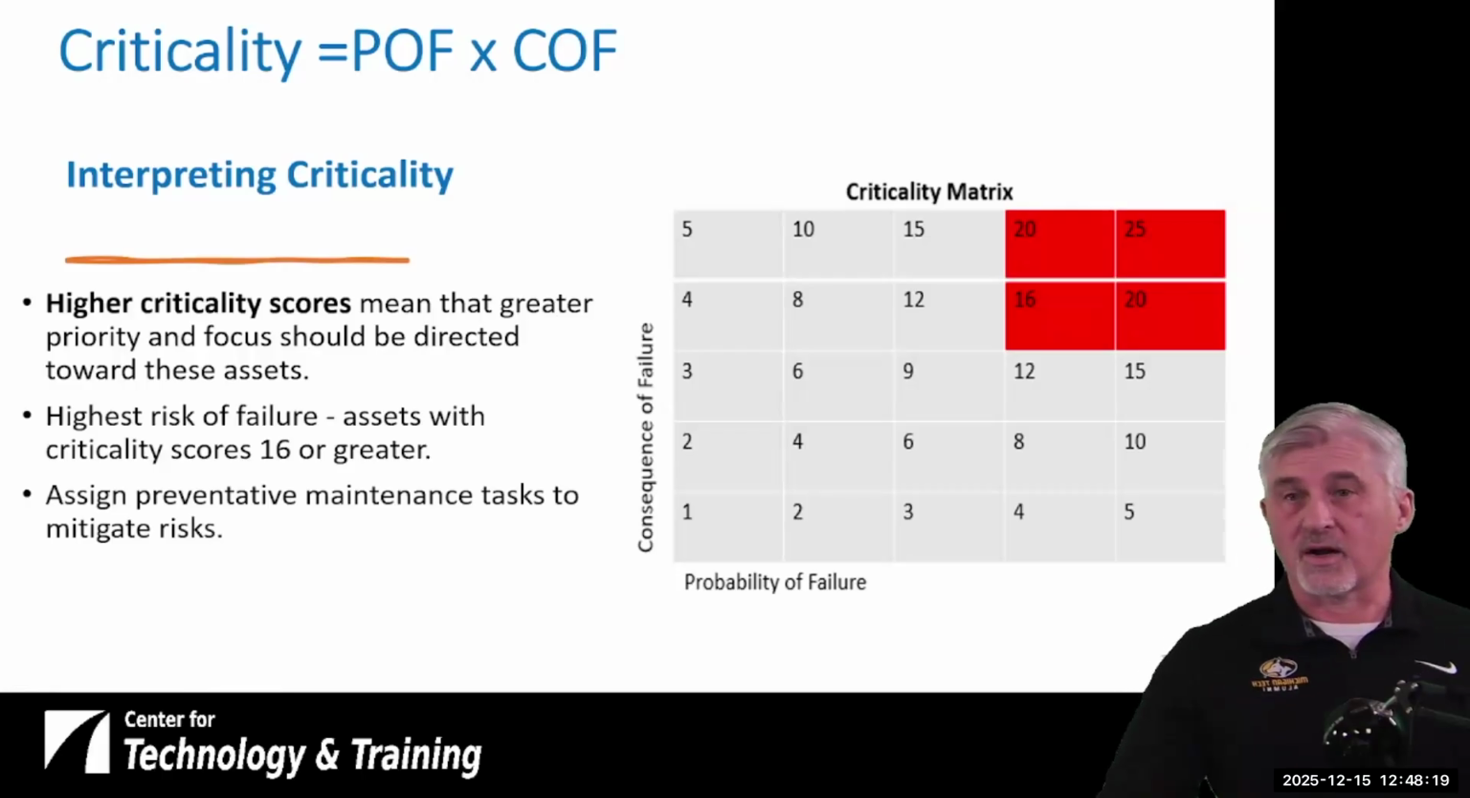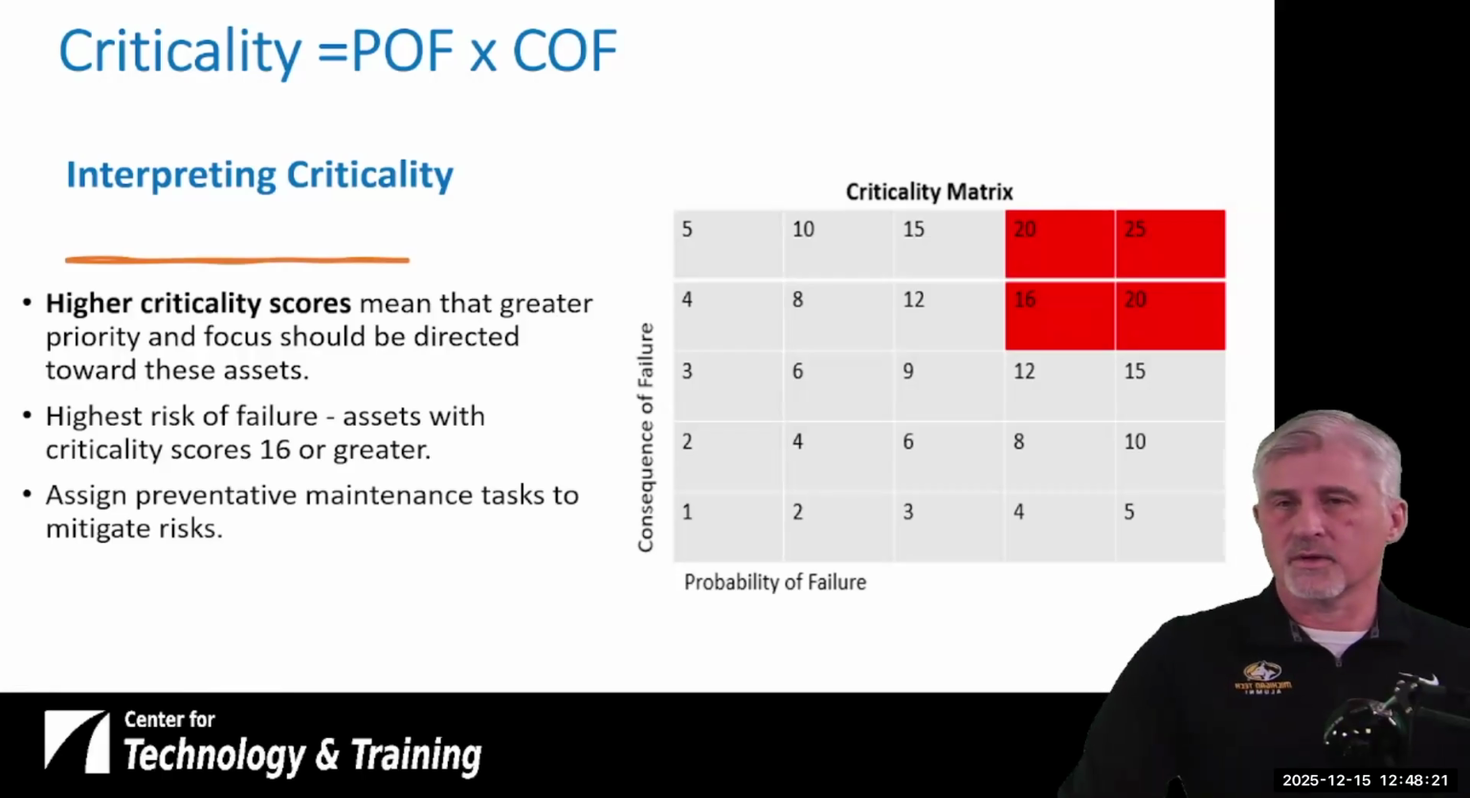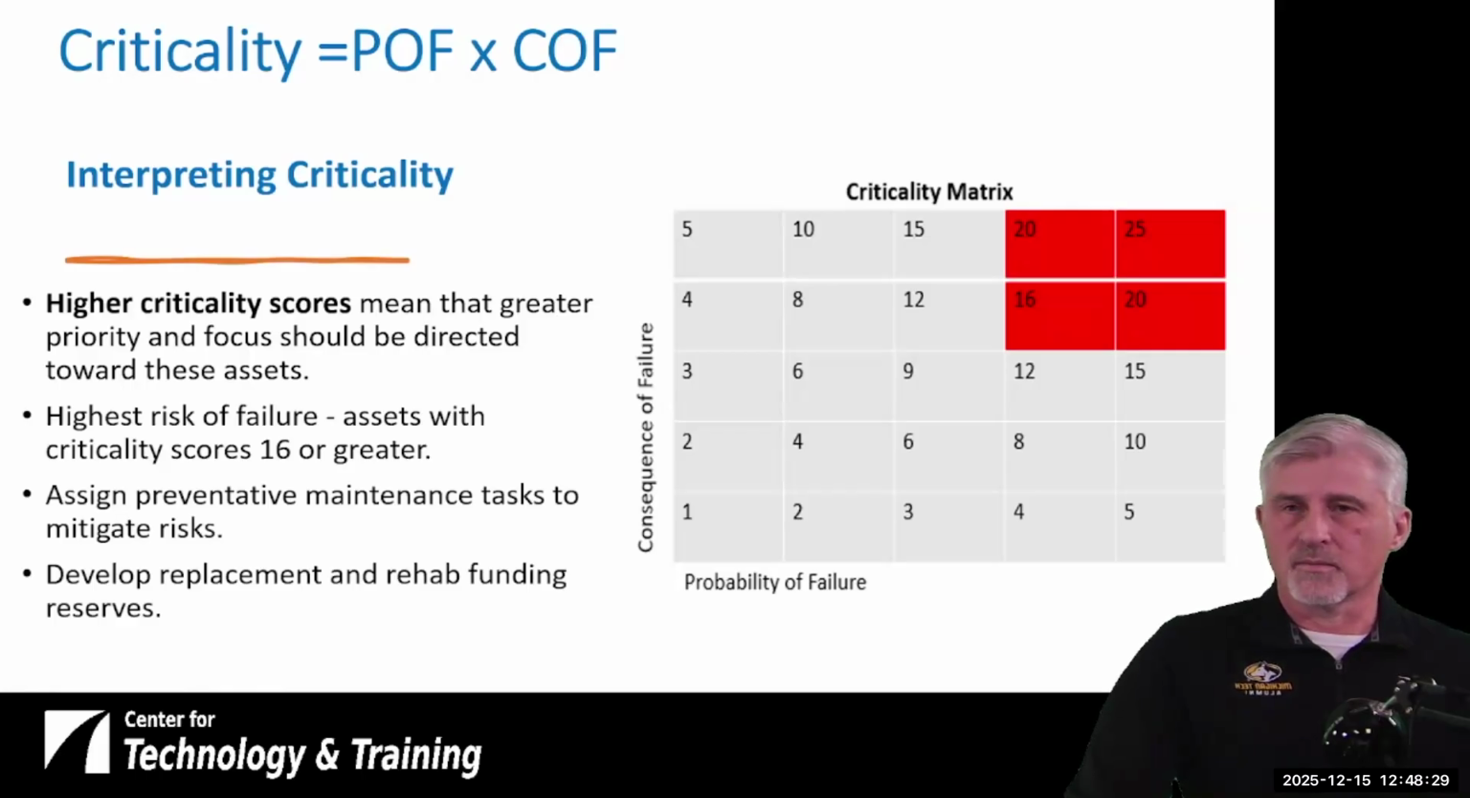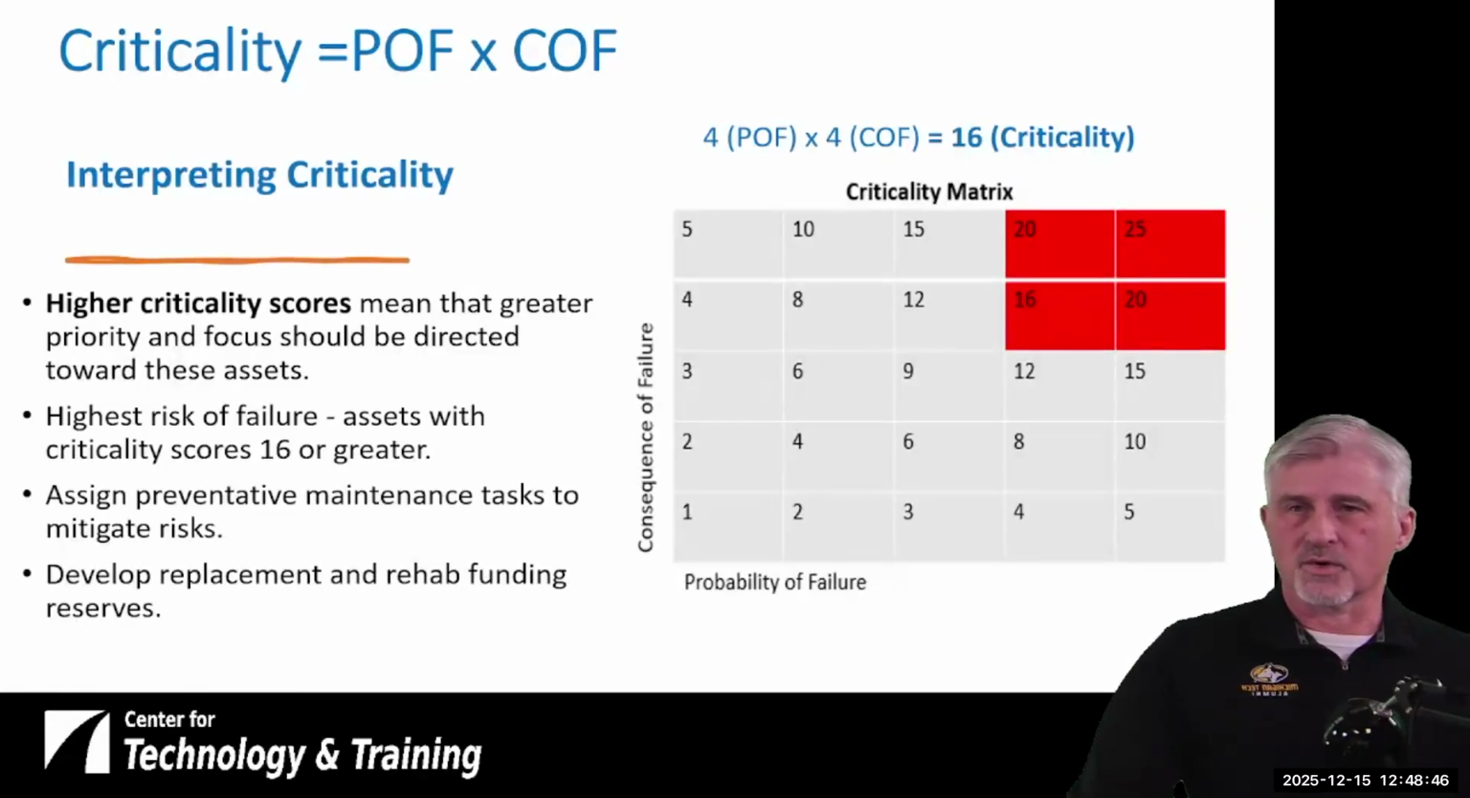And then if at all possible, we want to make sure that we're doing the PM, the preventive maintenance, to avoid any of those problems. And throughout this process, we're going to end up developing that funding so that we can repair or replace those assets. We need to set aside that money. So as you can see, we've got a POF of 4, a COF of 4, and that gives us a criticality of 16. We use those numbers in the chart, and that's where we're at.